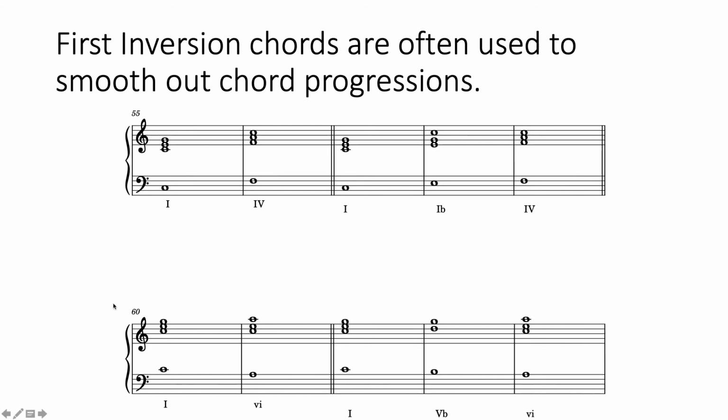In the second example at the bottom, we get chord 1 going to chord 6. And that's fine, but we can make that chord change smoother still by sticking chord 5B in the middle, like so. So that's basically it. That's more or less how first inversion chords are used.